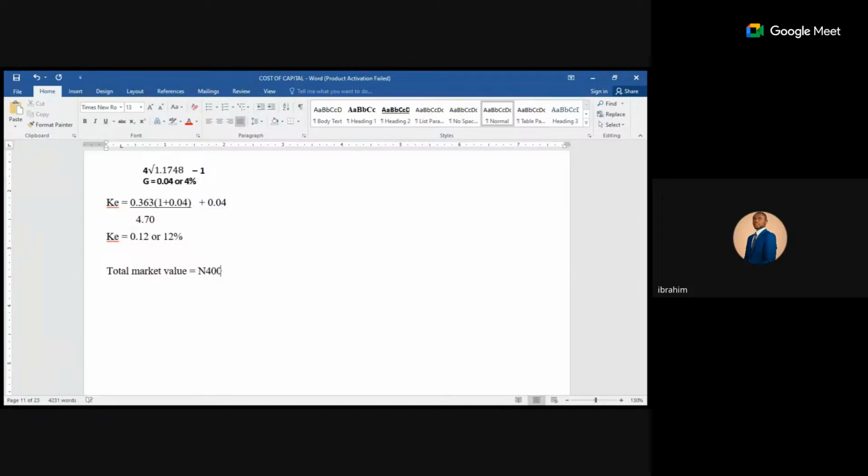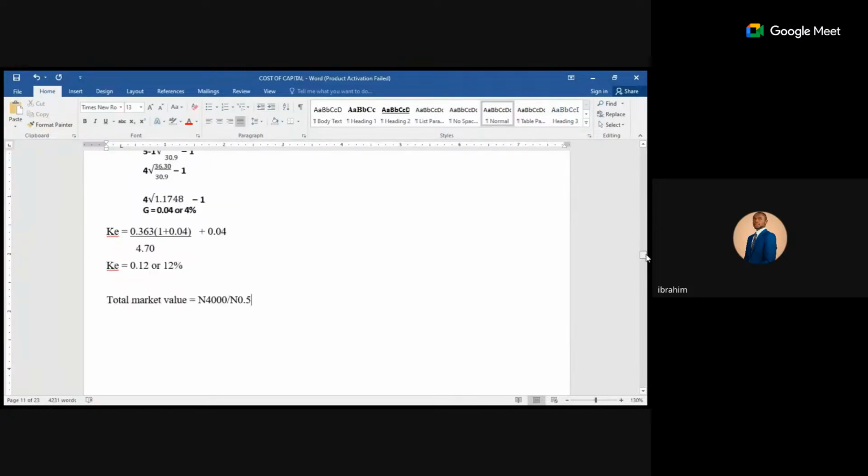If you are wondering how we are doing it, you have to go back to the videos. If you divide the 50 kobo by 100, you get 0.5.